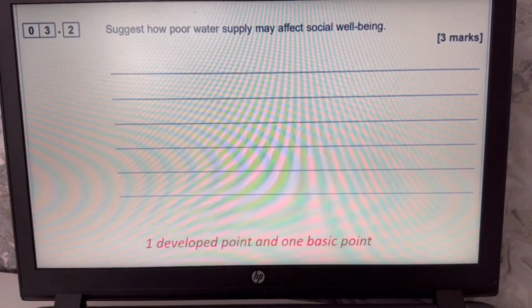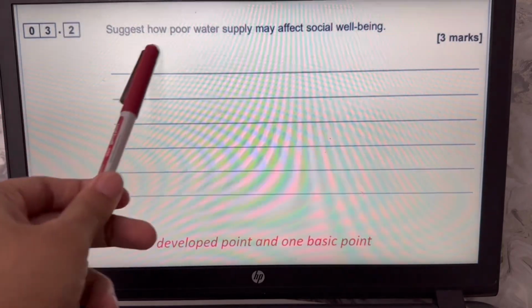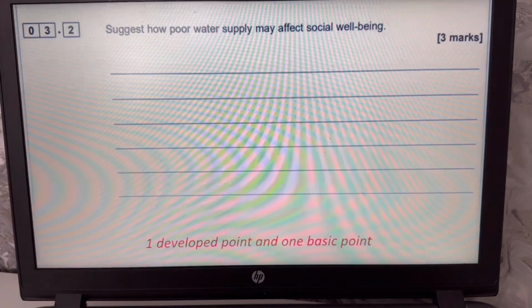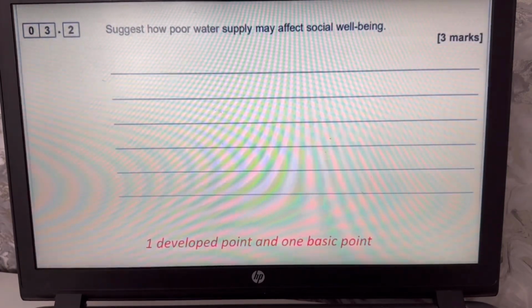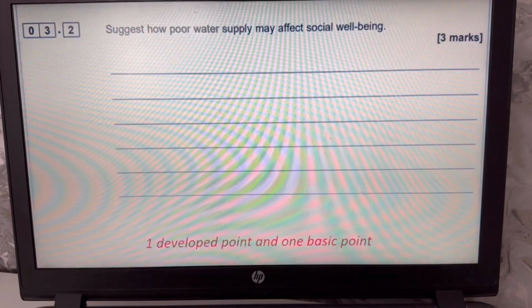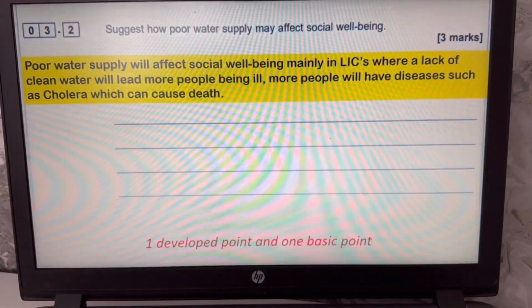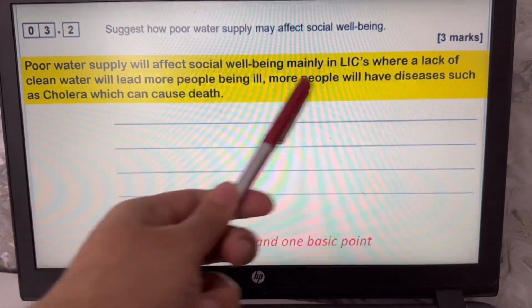It's a 3 marker. It's asking you, suggest how poor water supply may affect social well-being. Now, in terms of water supply, we know that's massively important for many people socially. So I will develop one point. My first point is poor water supply will obviously affect people socially, especially in LICs.